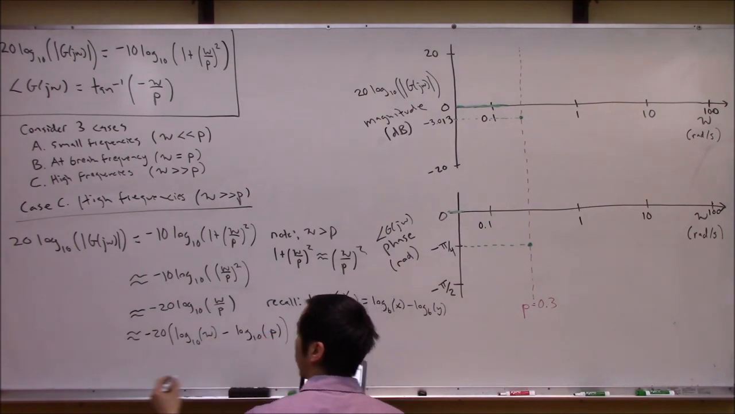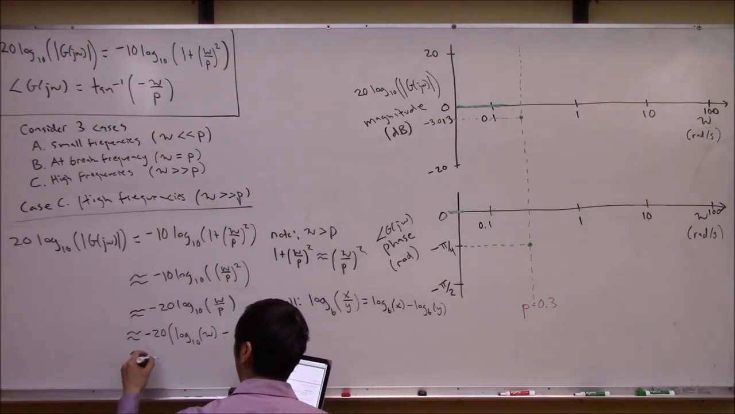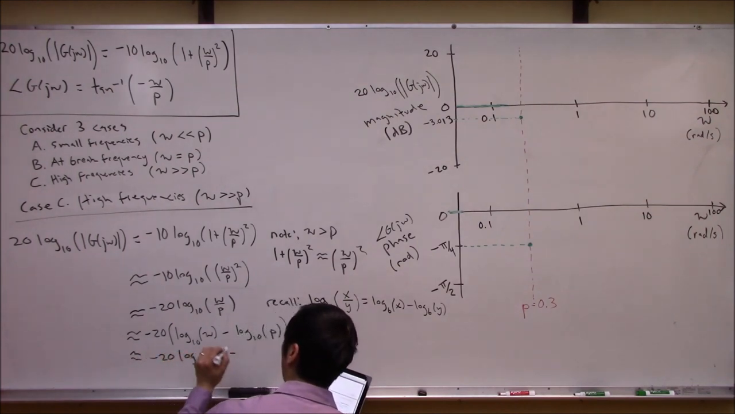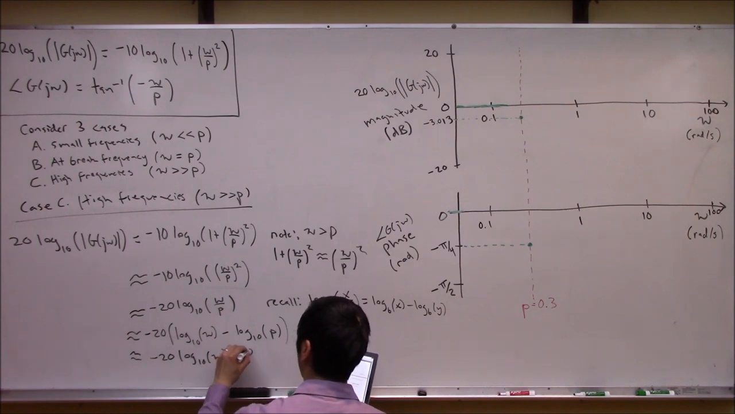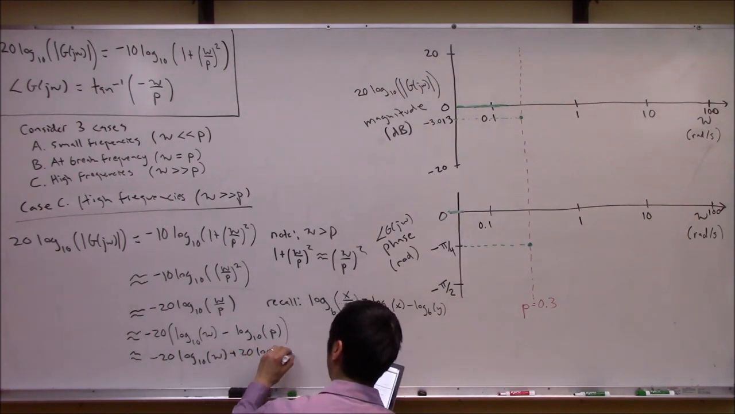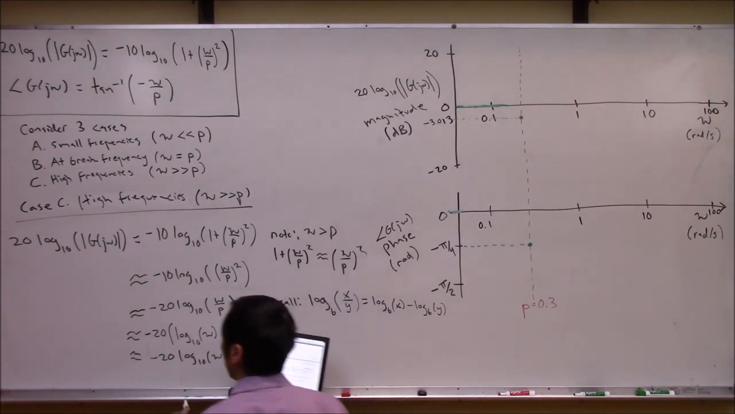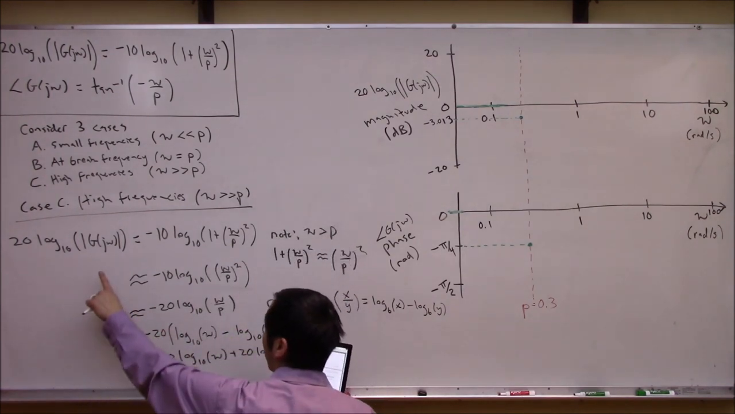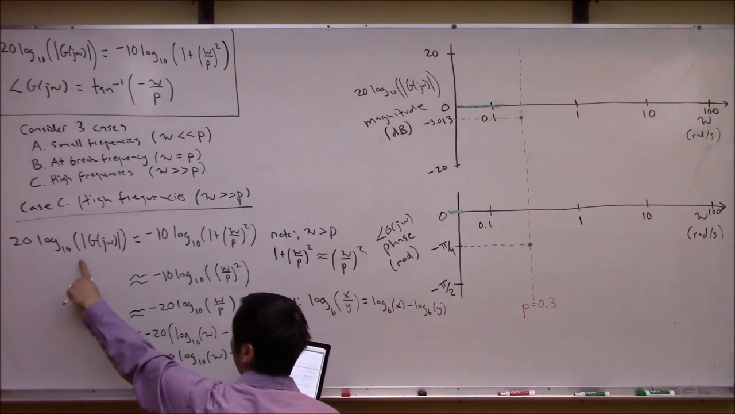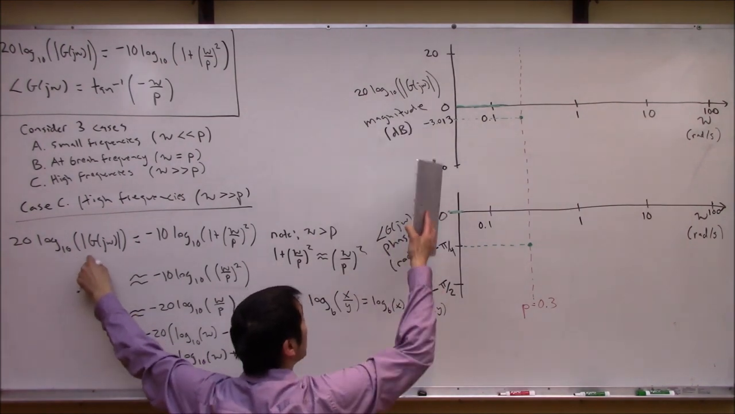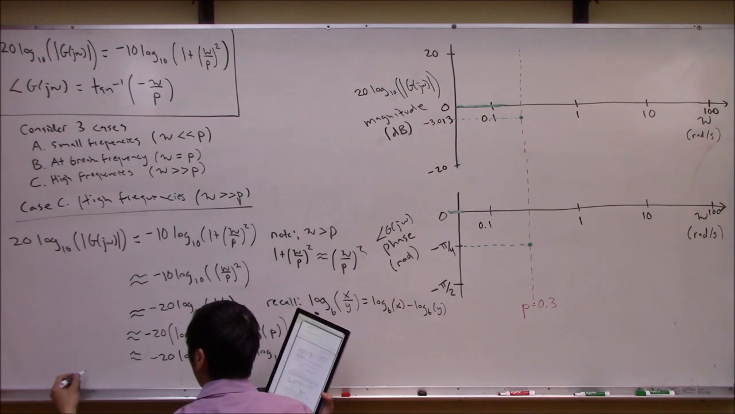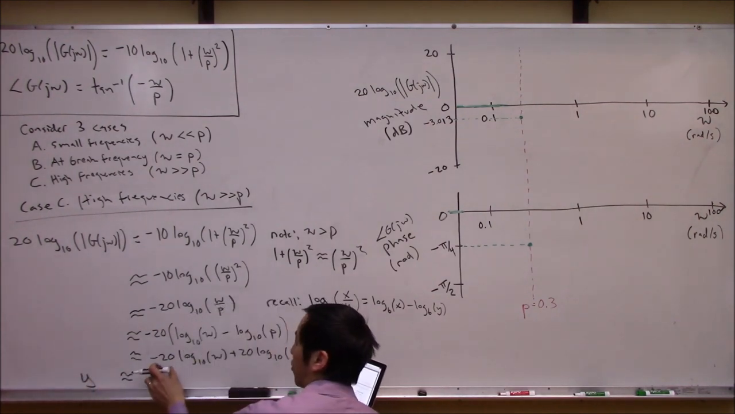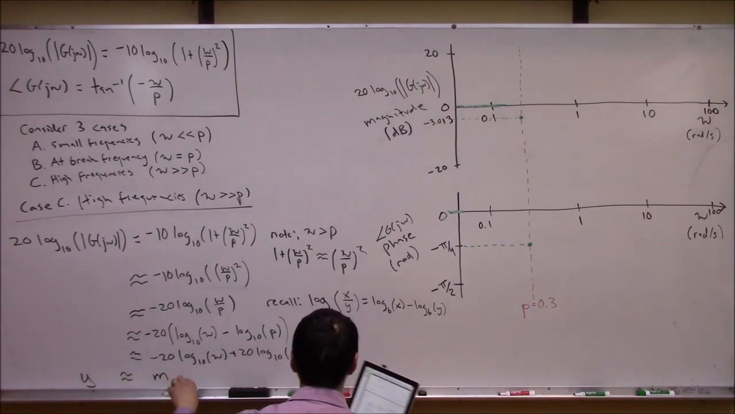Let's distribute the minus 20 through here. So you could write this as minus 20 times log base 10 of omega, plus 20 log base 10 of p. Take a look at this. What is the left hand side of this? This is the y value of my magnitude plot. So this is y is equal to, this is almost like a slope. Let's call this a slope m.